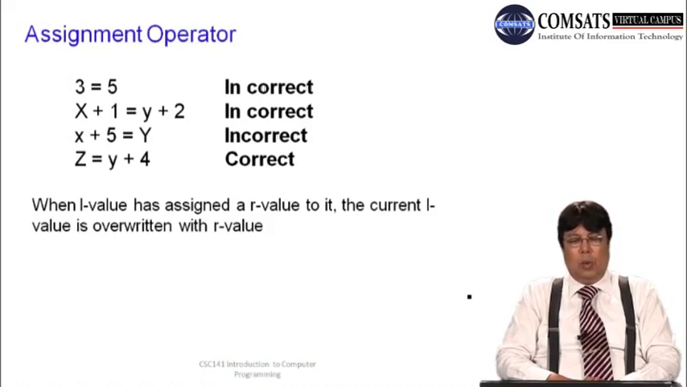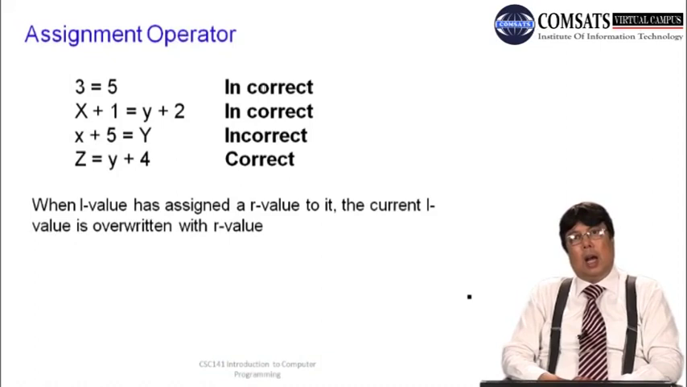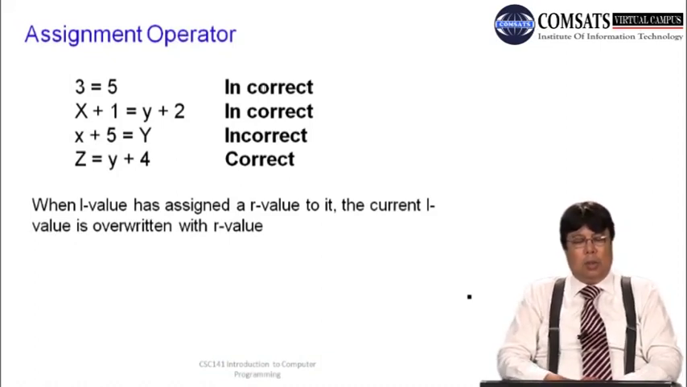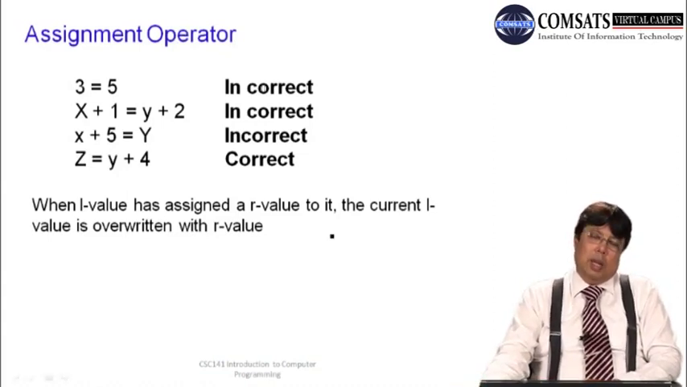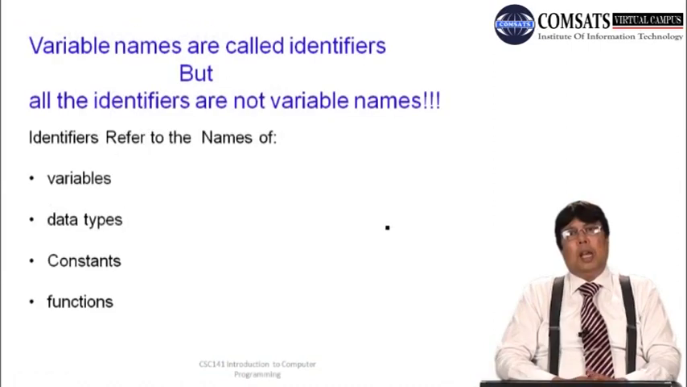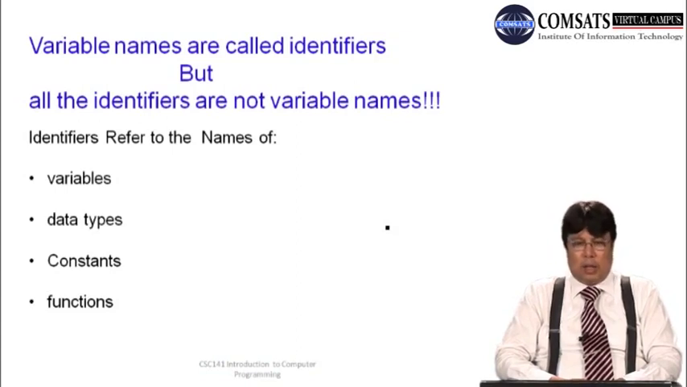When an L value has been assigned an R value, the current L value is overwritten. इससे पहले z में जो कुछ भी लिखा हुआ था वो खत्म हो जाएगा and new contents will be loaded into the variable z. Variable names को हम C language में use करते हैं terminology which is called identifiers. So variable names are identifiers.